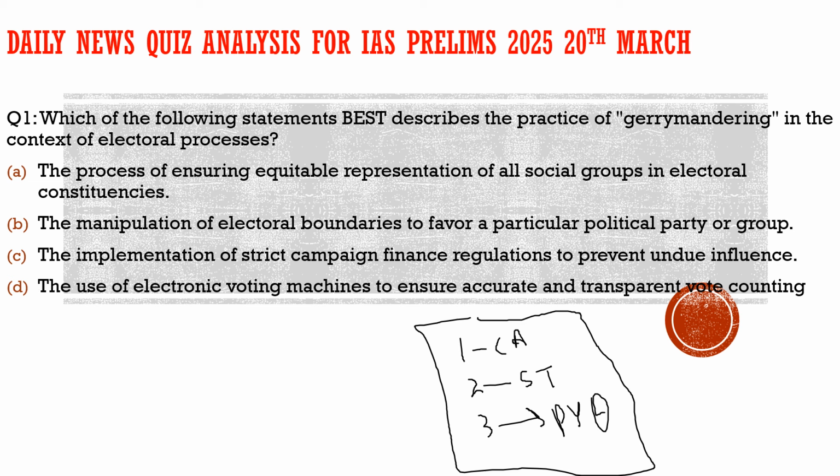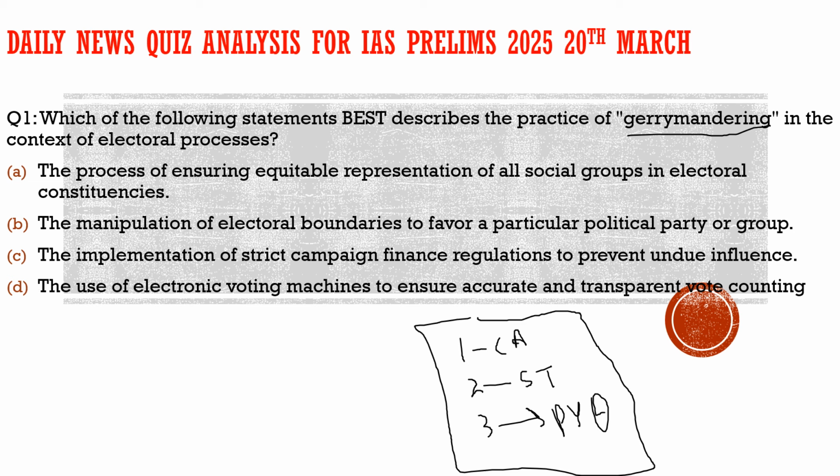With this, let's have a look at the first question which we have brought today. As you can see on the screen, the question is about gerrymandering, a process which political parties are usually accused of favoring during the delimitation process. Why we brought this question here, we will discuss after solving it. First we will solve the question and understand what gerrymandering is.